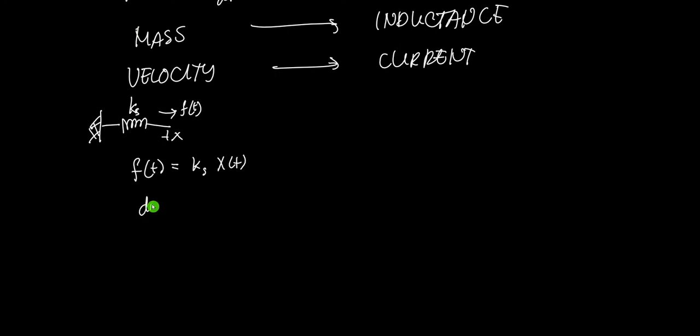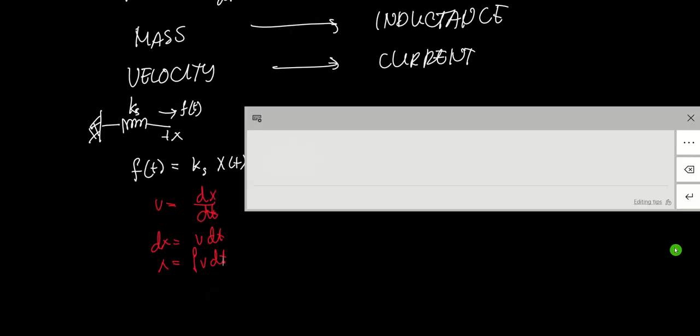So we know that the velocity V is just equal to the change in the displacement with respect to time, dx/dt. If I solve for x, dx will be equal to v dt, so x is just the integral of v dt. So we can replace that in the equation: instead of x of t, we can just make it Ks times the integral of v dt. Then in the electrical system, what is this equivalent?